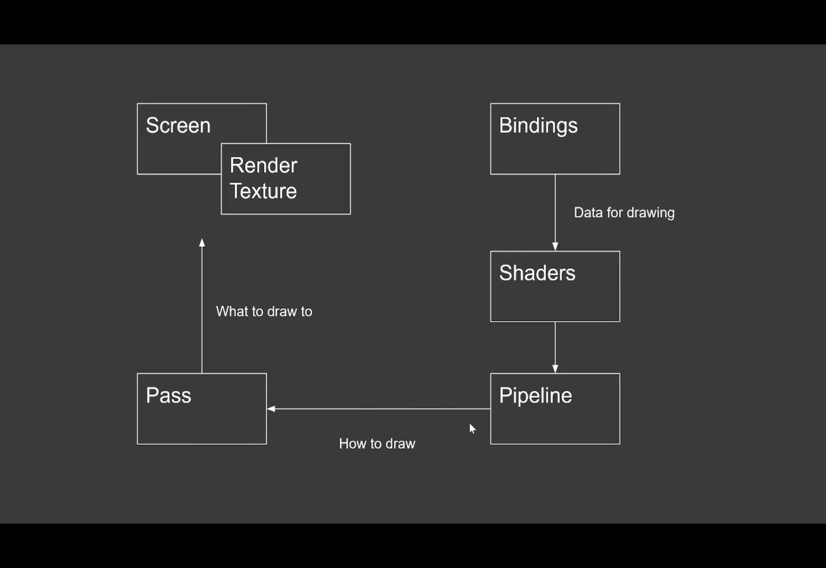And in our pipelines, we'll have shaders. Shaders are programs on the GPU that run and tell the GPU how we're going to draw to the pass. And bindings are just data that the shader uses. These could include our mesh vertices, textures, or any other data that the shader uses to draw to the pass.